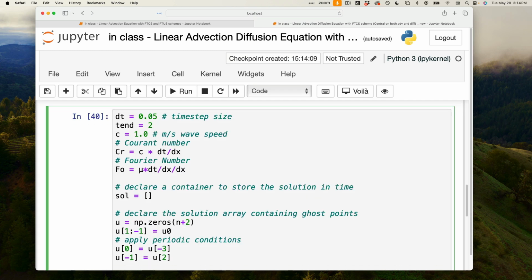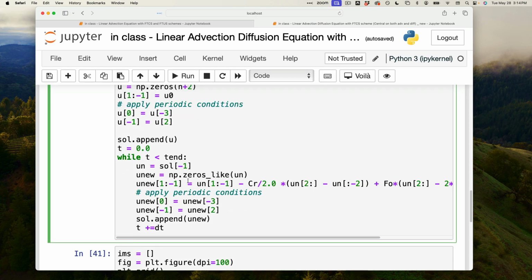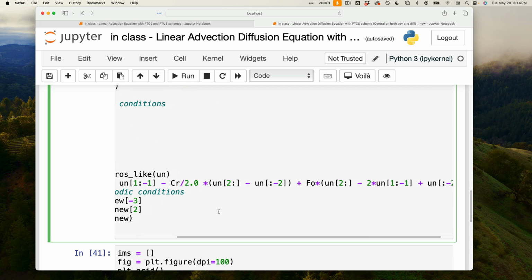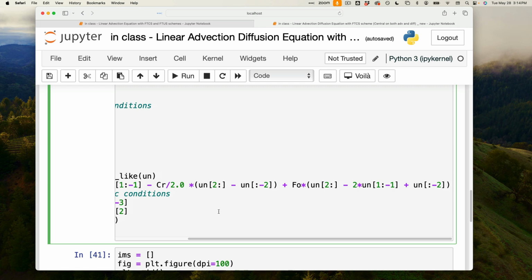Yes? For the while loop, we update this to Courant over 2 because this is central on advection. You have over 2 delta x because you have i plus 1 and i minus 1, so the distance between them is 2 delta x. If you're here, just run this and run the animation. Let's see what happens. Oh.